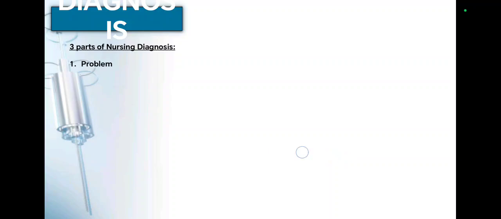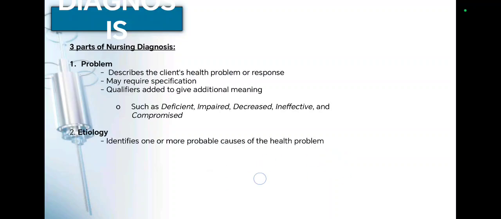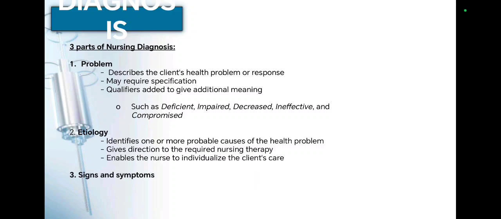the nursing diagnosis has three parts. Namely, we have the mnemonic PES. Okay, so P stands for your problem. It describes the client's health problem or response. This may require a specification or qualifiers added to give additional meaning, such as deficient, impaired, decreased, ineffective, and compromised. So another part after the problem part, okay, usually the first part of the nursing diagnosis represents the problem. Okay, now after the problem, you will now look for the etiology.